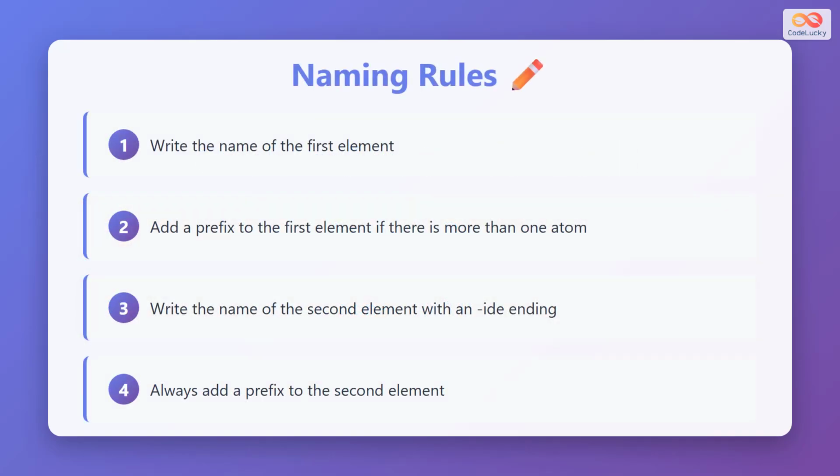First, write the name of the first element. Only use a prefix for the first element if there is more than one atom of that element. Next, write the name of the second element, but change its ending to "ide." Always use a prefix for the second element, even if there is only one atom. These simple rules will be used for all covalent compounds.